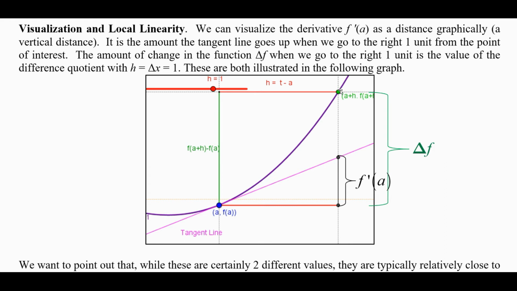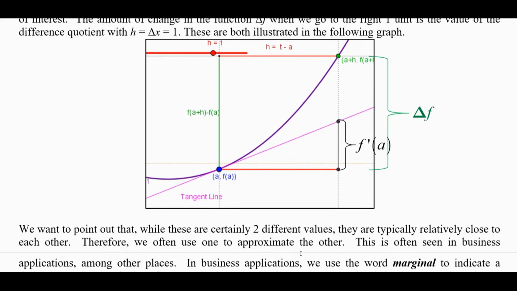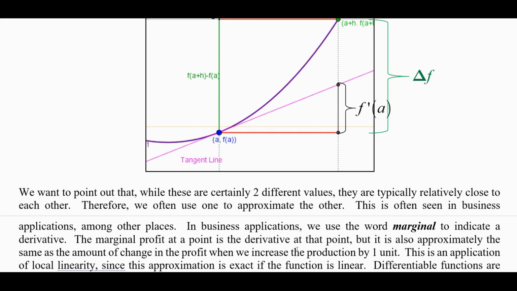So the difference quotient is delta y when h, which is delta x, is 1, and the derivative is the vertical change delta y on the tangent line. So it's a difference in the change on the tangent line versus the change on the secant line. So I want to point out these are certainly two different values, but I also want to point out that they're typically relatively close to each other.